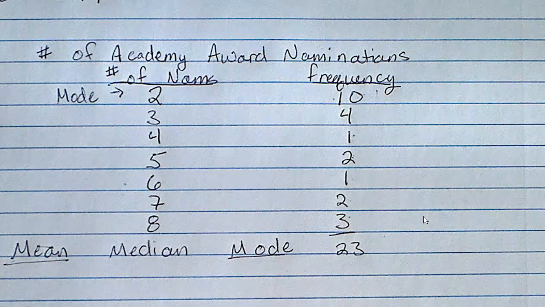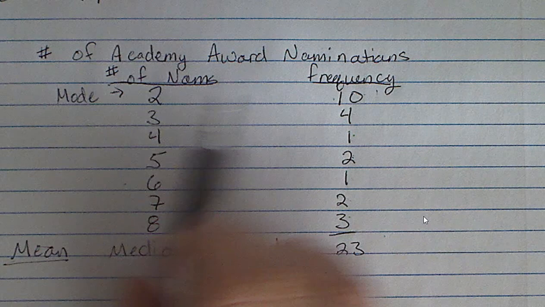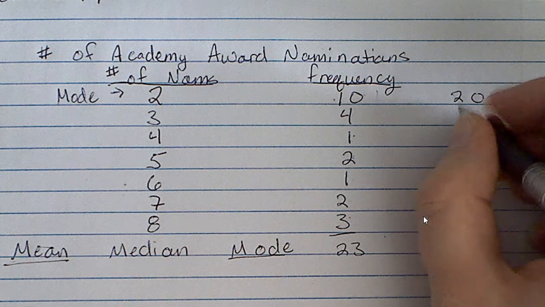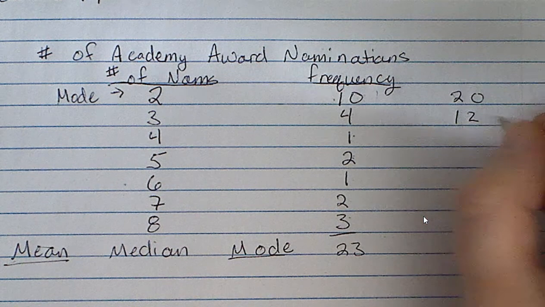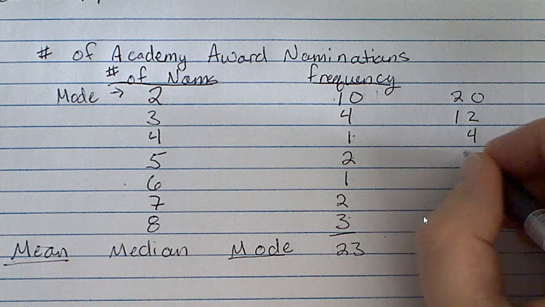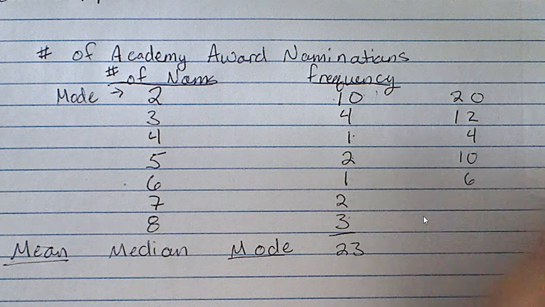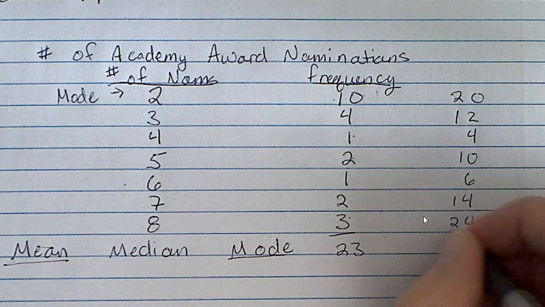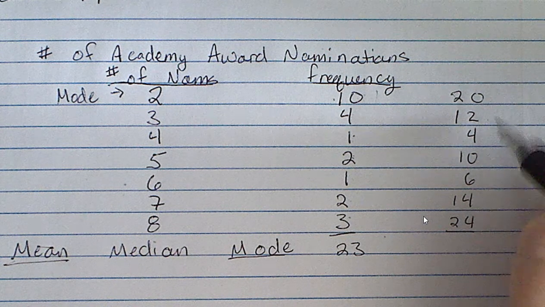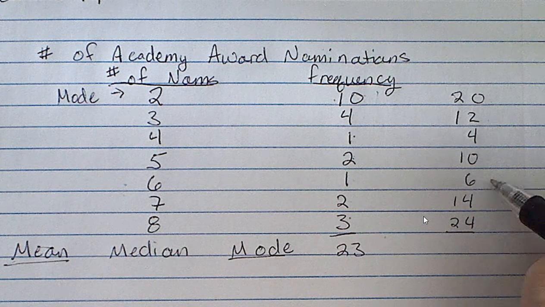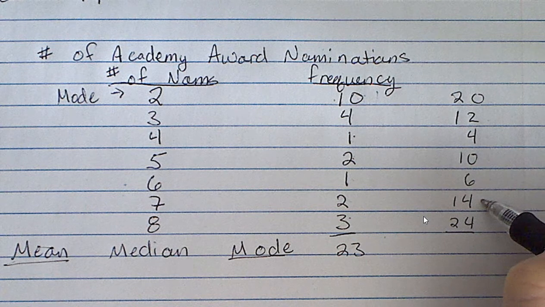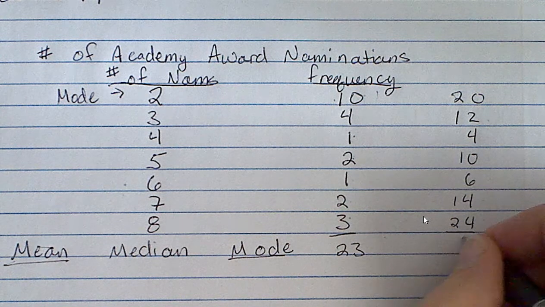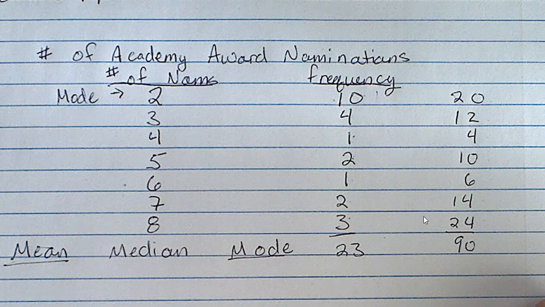And then to find out the total number of nominations, I would do 2 times 10 which is 20. 3 times 4 is 12. 4 times 1 is 4. 5 times 2 is 10. 6 times 1 is 6. 7 times 2 is 14. 8 times 3 is 24. I'm going to add these up. 32, 36, 46, 52, 62, 66, 70, 90. Is it 80?